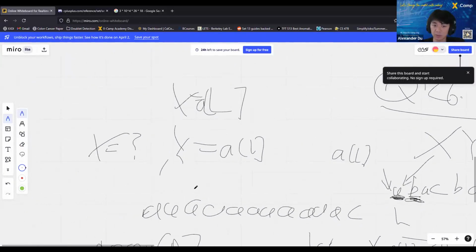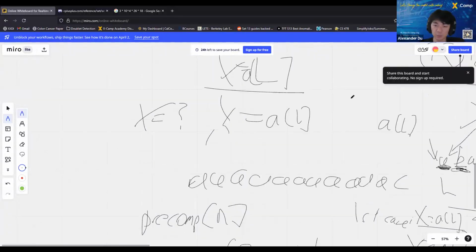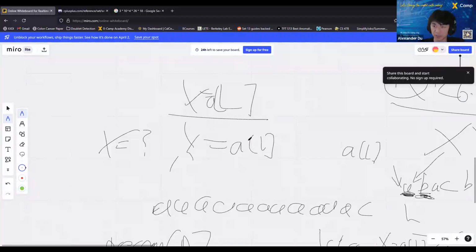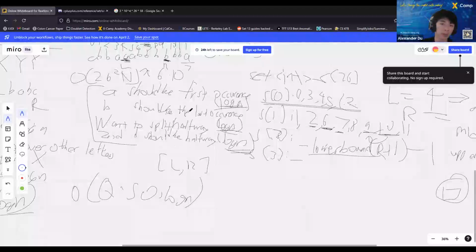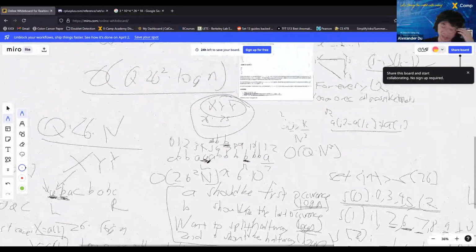Does that kind of make sense, David? This case works for everything except for the edge case where the optimal answer has Y be A of L. Yeah, okay. So it's basically just accounting for an edge case. Okay, with that being said, I think that's all the time we have.